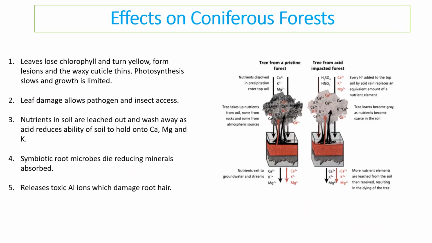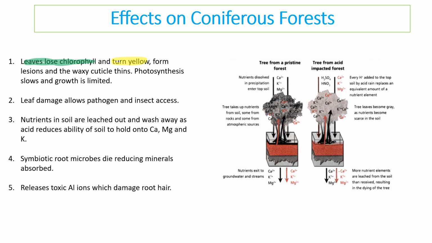So we need to focus a bit more on coniferous forests. Okay, so conifers are a particular type of tree that is likely to be affected by acid rain. And basically, if the conifers have acid rain, their leaves will lose chlorophyll. Okay, that's the green bit of the leaves, which will make the leaves in turn turn yellow.